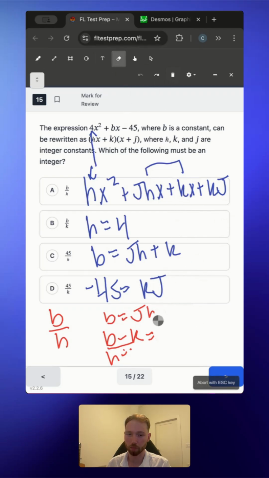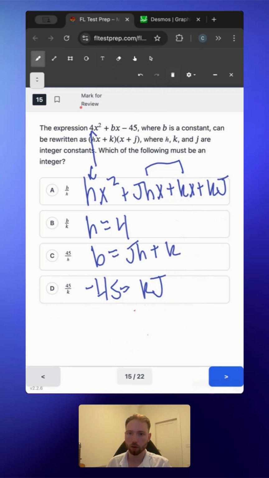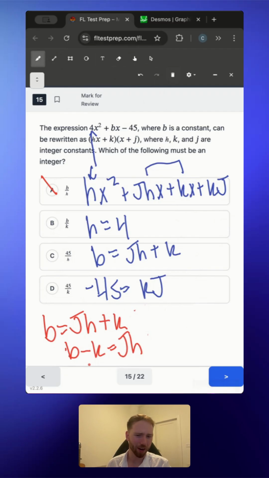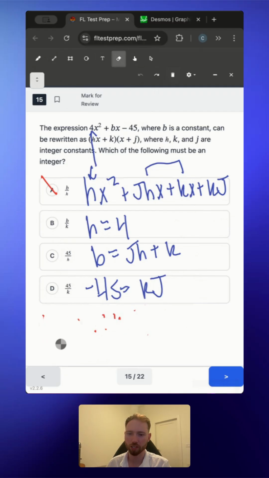So let me clean this up a little bit. All right, so let's go on to b over k. Well, same scenario. I know b equals jh plus k. How do I get it so it's b over k? Well, I'd have to do something like b minus k equals jh. Then I would have to divide it by j, divide it by h, move things over. It doesn't look like b over k is going to be the correct answer because there's really no way to get b divided by k if I'm adding k. It just won't happen. So that's an incorrect answer as well, because remember, we're going for a simple whole number.